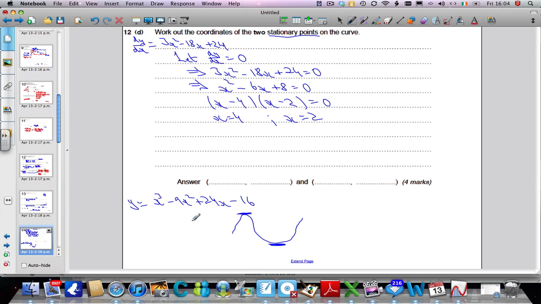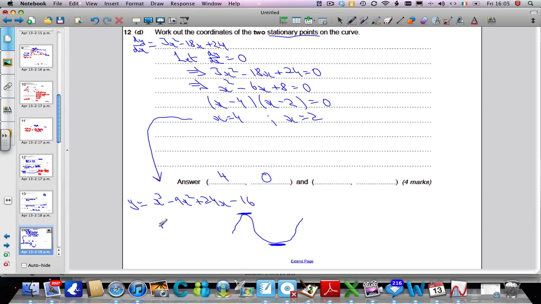I'm going to use my calculator for this. So I'm subbing x equal to 4 in here. We get 4 cubed minus 9 times 4 squared plus 24 times 4 and take away 16, and we get 0. So when x is 4, y is 0.